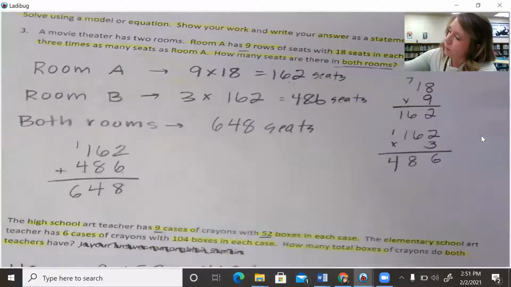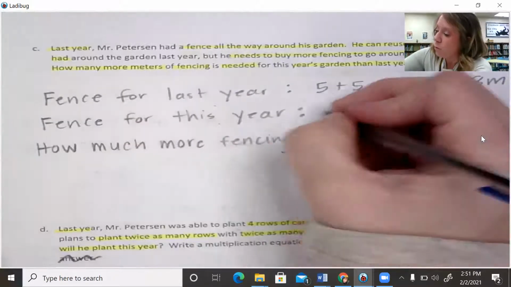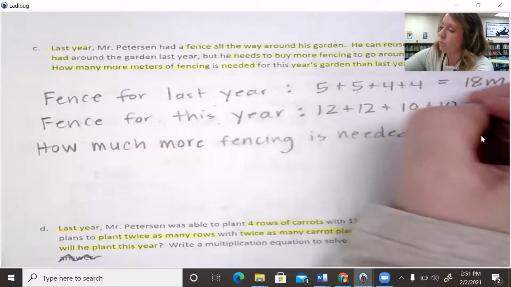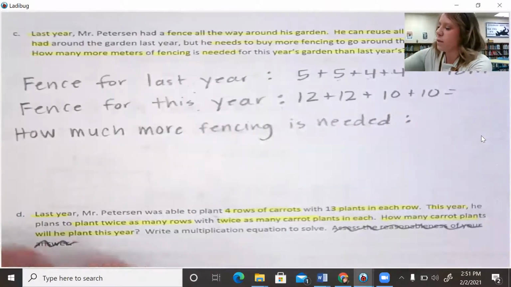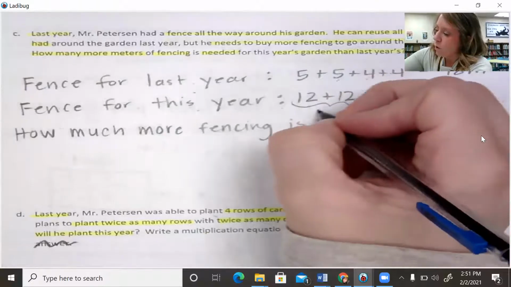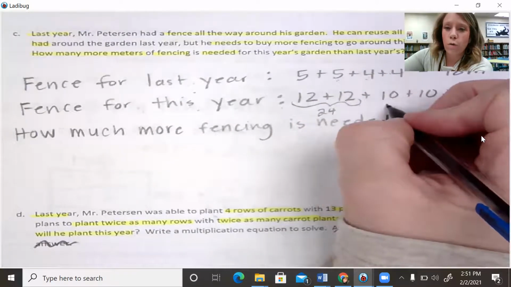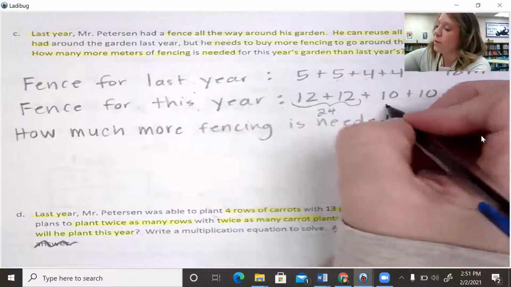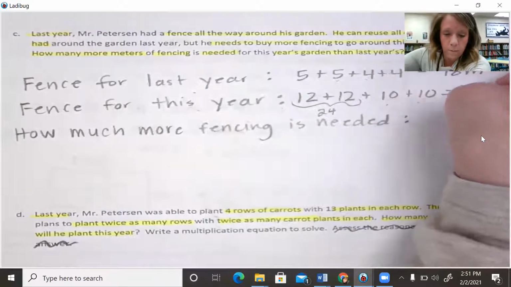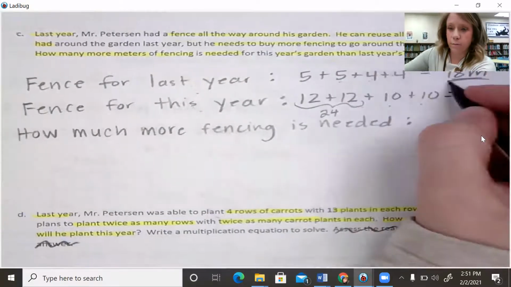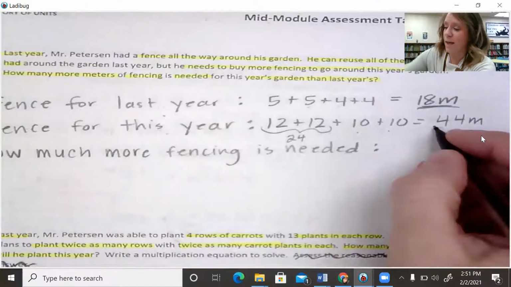The new fence, we have a length of 12 and a width of 10. So I'm going to chunk this together. I know 12 plus 12 is 24. 24 plus 10 is 34. 34 plus 10 is 44 meters. So this is what I have. This is what I need.